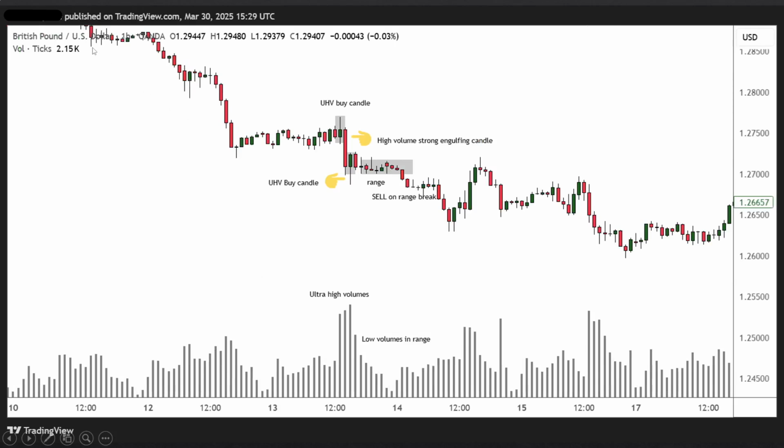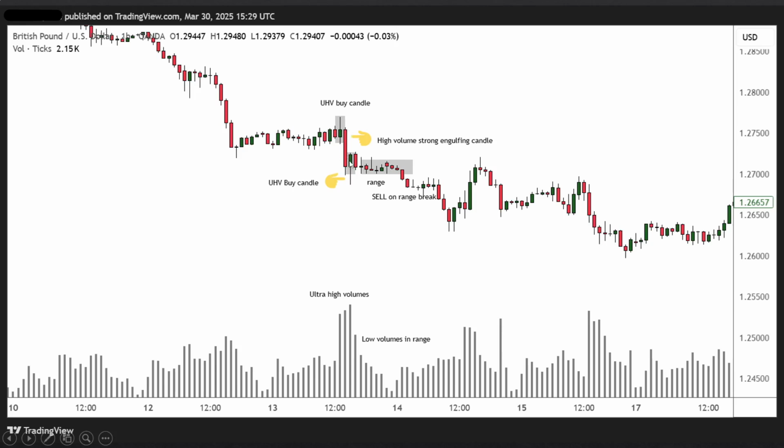Again, this is a British pound chart, a 1-hourly chart. There is a small buy candle with an ultra high volume, which means something happened here, either buying or selling by smart money. And mostly in a buy candle, smart money were selling, and the next sell candle confirmed that it was actually selling.